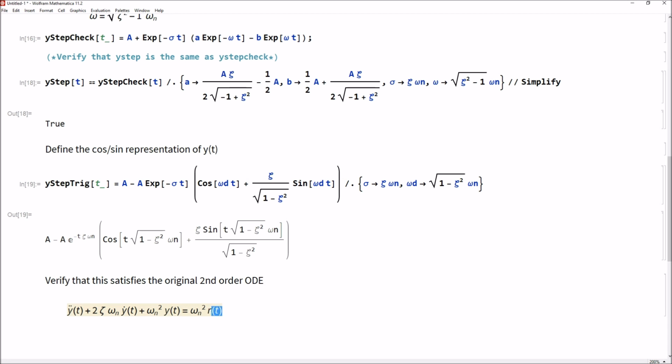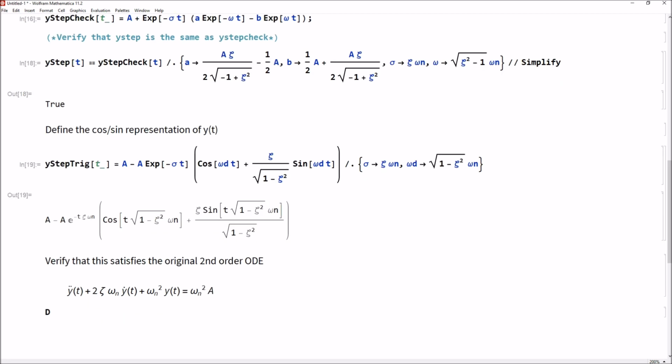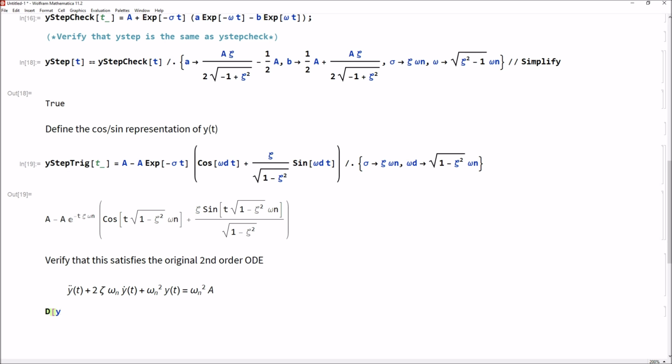Or in our case, r of t was just a, right? Because it was just a step. So in the time domain, this is what we need to check. Let's build up the left-hand side and check that it equals the right-hand side. What we need to do here is take the second derivative of this thing, so d squared y step trig of t with respect to t twice.